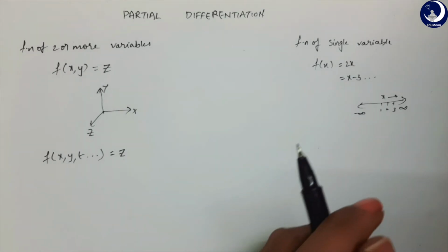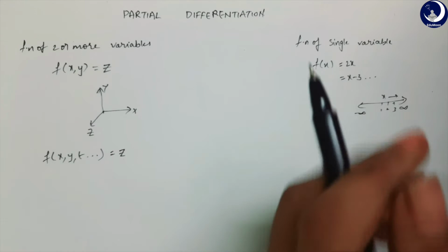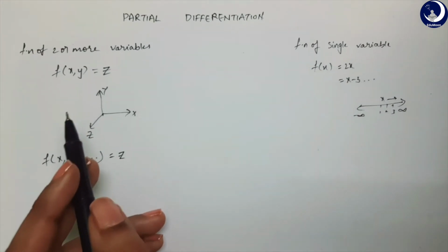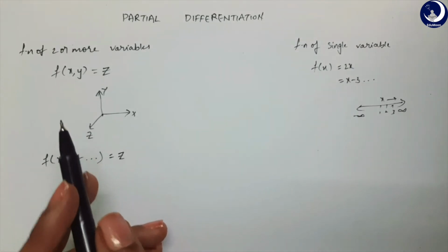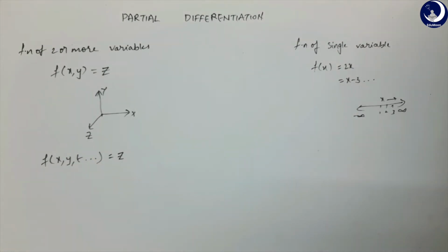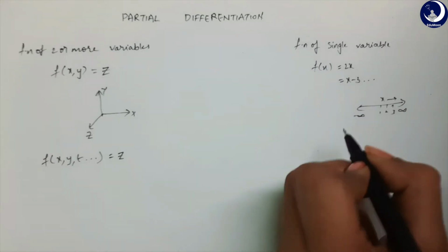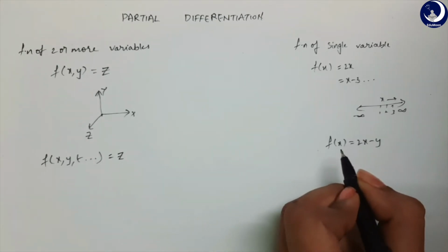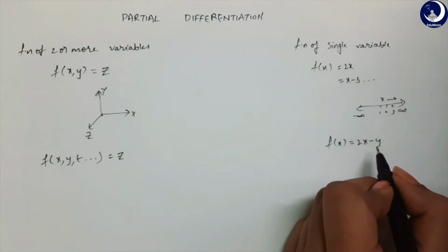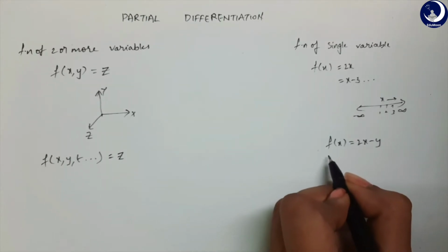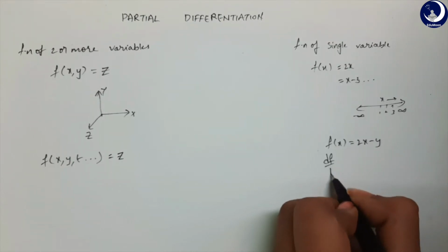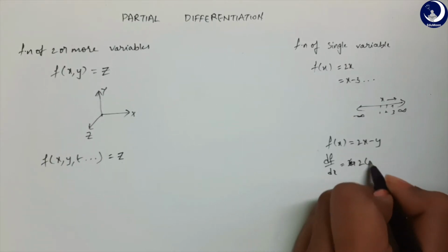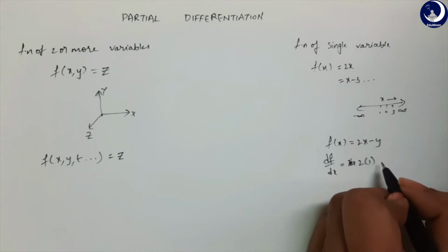Till now we've done a lot of stuff with single variable functions like differentiation, limits, continuity, etc. And we can't do it the same way for functions of two or more variables. The method changes a little bit and I'll show you how. For example, let's take a single variable function, say f of x equals 2x minus y. Since it's a single variable function, y is a constant here, it's not a variable. So if I were to differentiate this with respect to x, our answer would be 2 into 1, and since y is a constant, it will be 0.